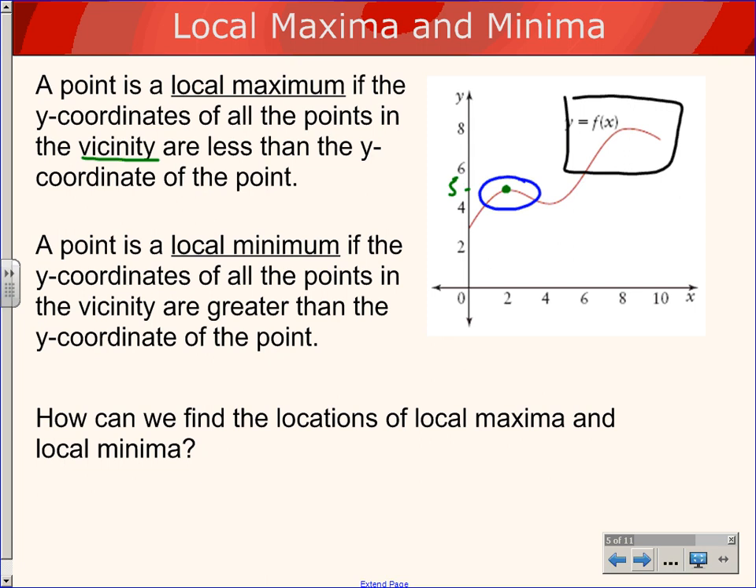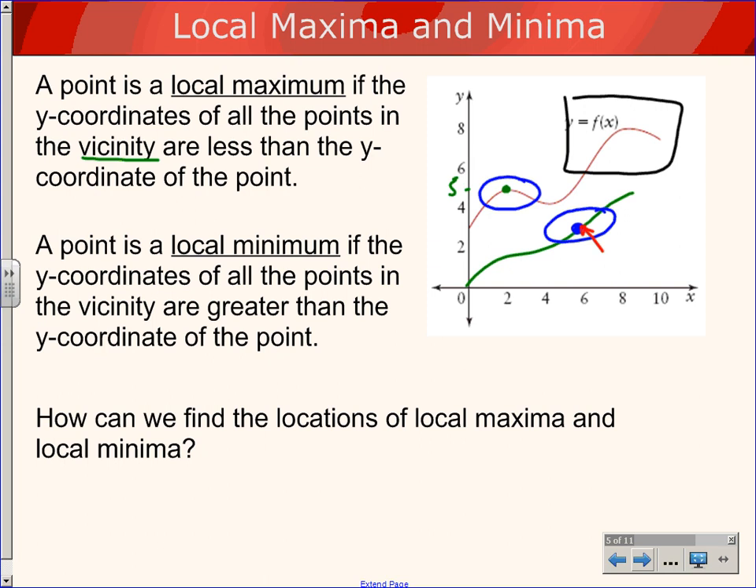Now compare that to a graph like this one. See if I can draw a good one, something like that. And I picked this point right here. That's not a local max, because in the vicinity there are points that are higher, right? Right beside it is higher. I can't draw it, it's too small, but the point right there is bigger. It's higher than the other one. So that wouldn't be a local max.